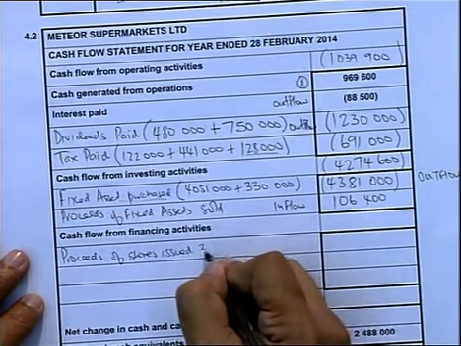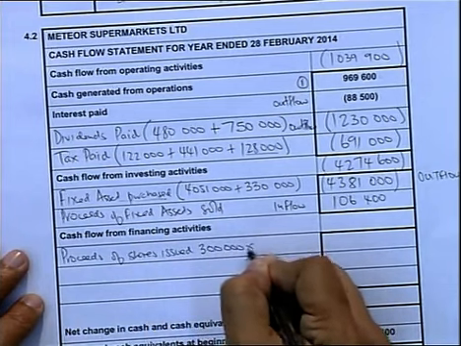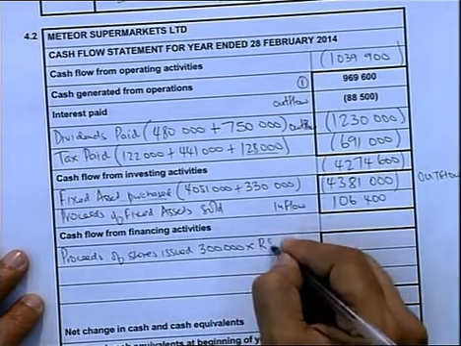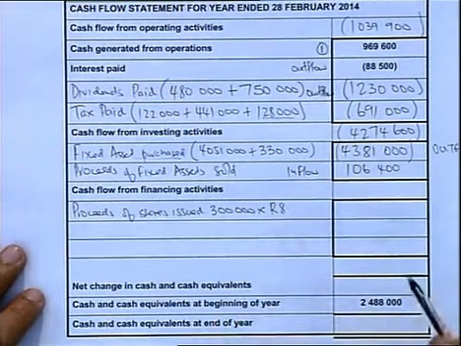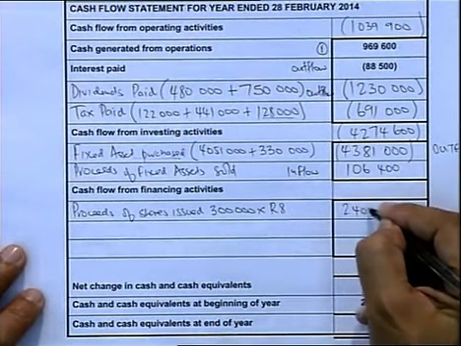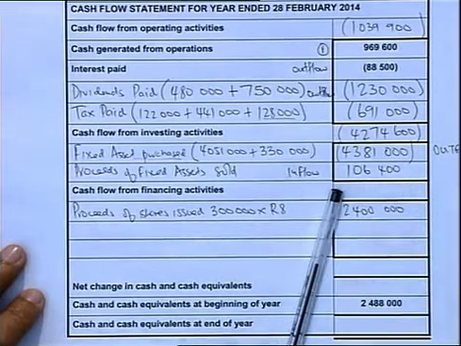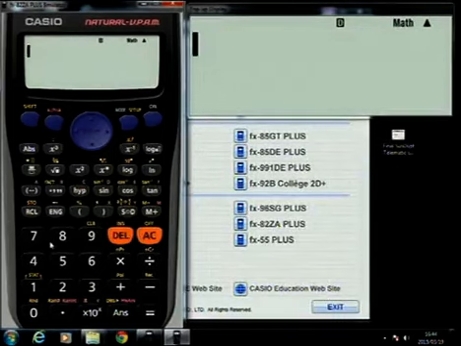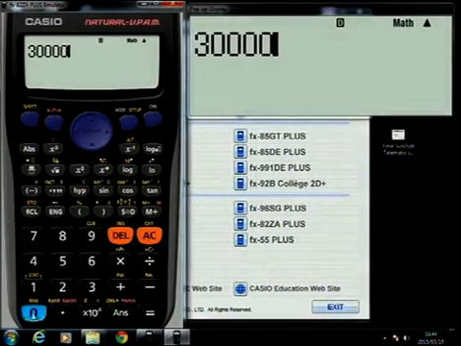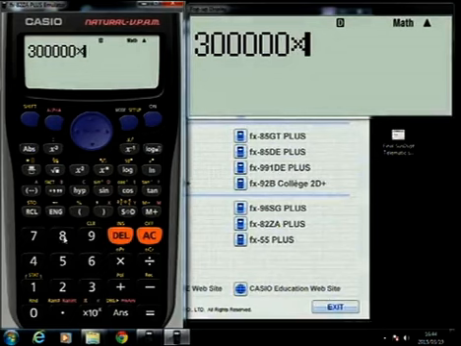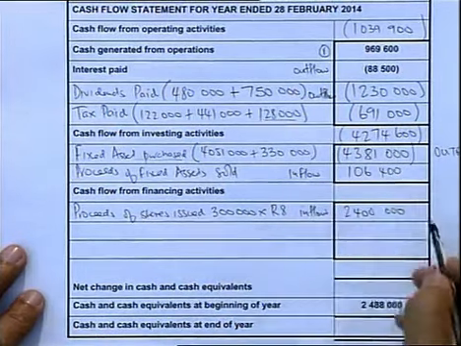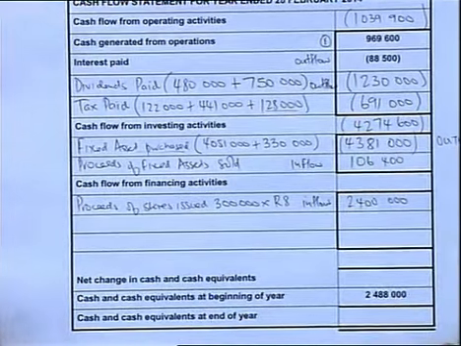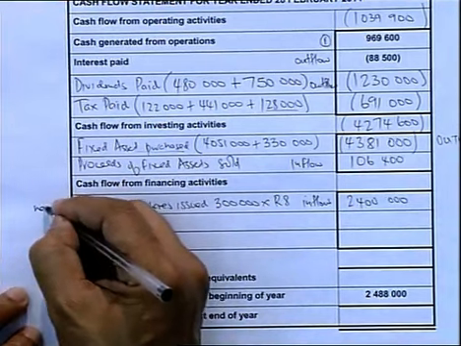Right, we've issued 300,000 shares, and it was issued at 8 Rand. So all we have to do, we have to multiply. It's 300,000 shares times 8 Rand. That will give me 2,400,000. We check that on the calculator. So it's 300,000 shares times 8 gives you 2.4 million. We are receiving that money. It is seen as a cash inflow, therefore no brackets. Okay, that was a new issue.